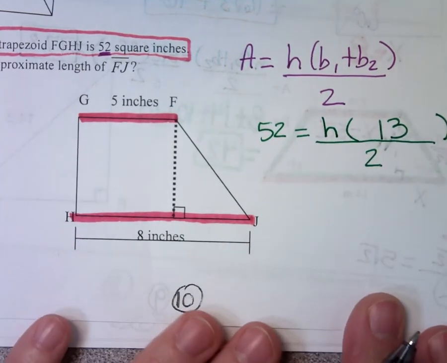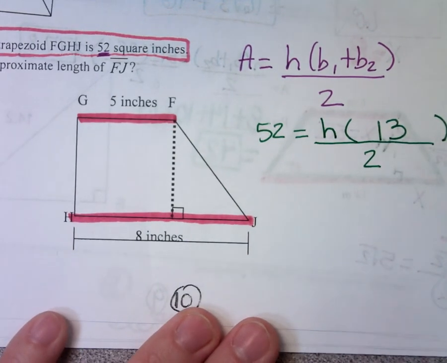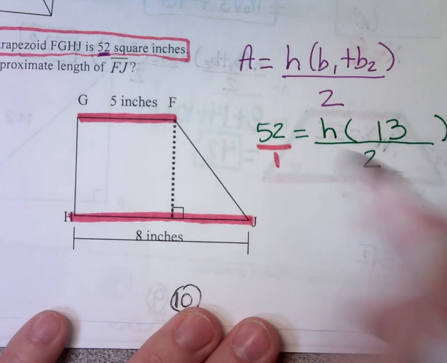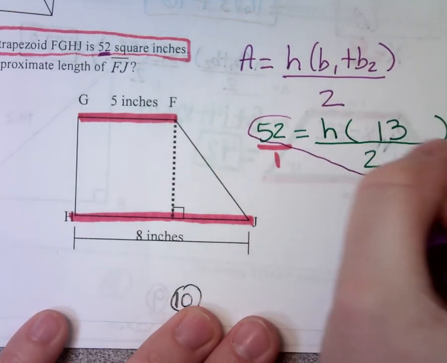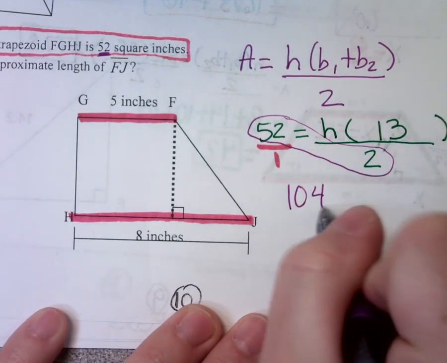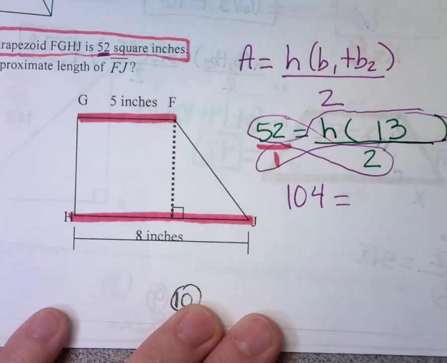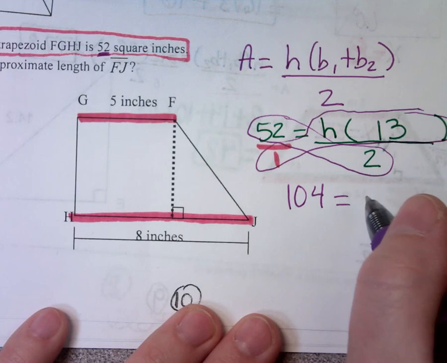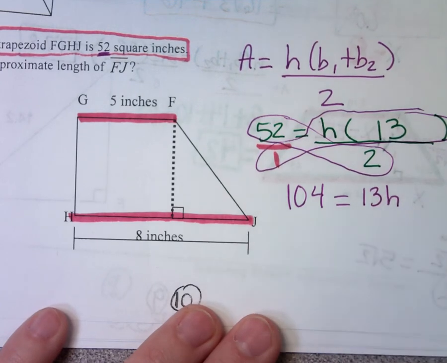And now I want to solve this problem. I could do this a variety of ways. You remember how we were making things proportions a while back? Let's do that. Let's pop that 52 over 1, and now I have a proportion. How do you solve proportions? Cross multiply. So what do you get if you take 2 times 52? 104. And what do you get if you take h times 13 times 1? H times 13, which I could write as 13h. Okay, what would I do to solve for h?